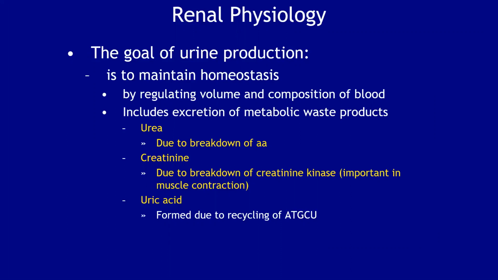So urea is made due to a breakdown of amino acids. That's what the two little A's stand for. Creatine is made due to the breakdown of creatine kinase, and this is necessary for muscle contraction. And uric acid, the waste uric acid, is formed because we are recycling our bases of A's, T's, G's, C's, and U's.